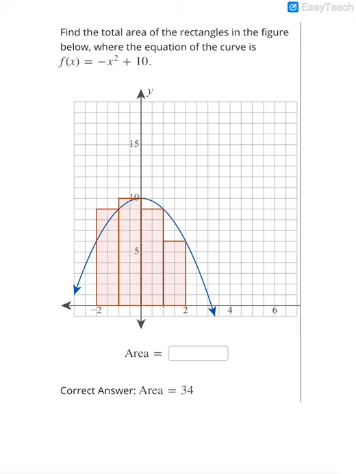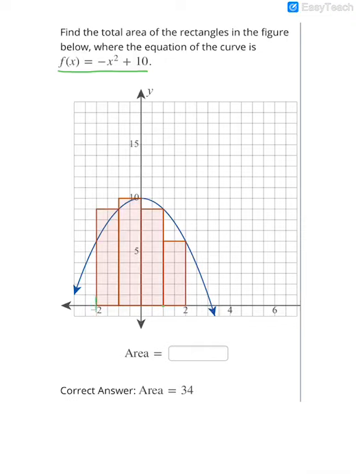In this video, we are going to use Riemann sums to estimate area under a curve. In this first type of problem, they are giving us a picture of the function f of x equals negative x squared plus 10, and they have gone ahead and drawn rectangles underneath the graph that we're going to use to find the total area.